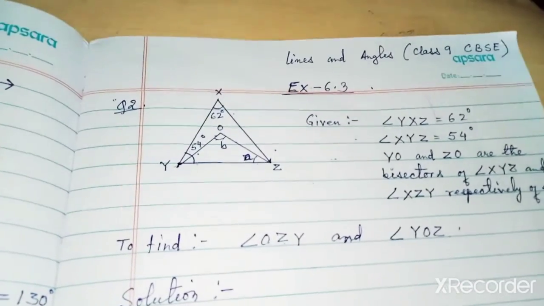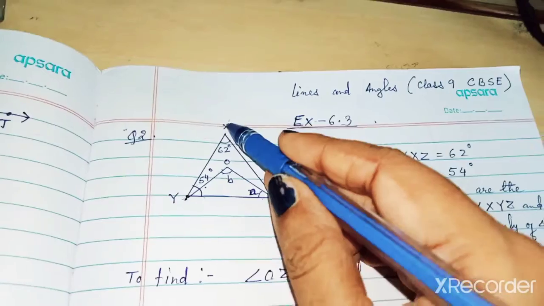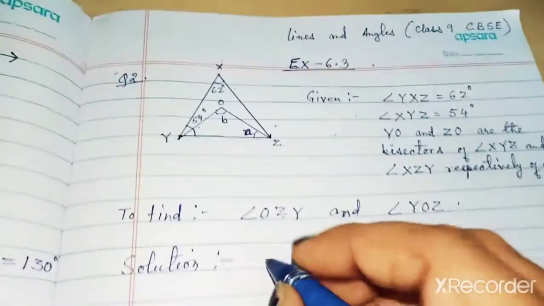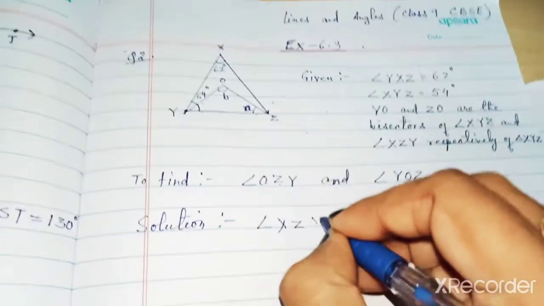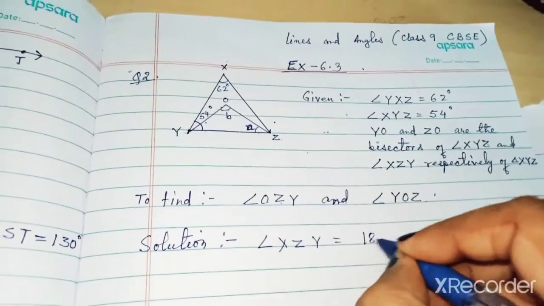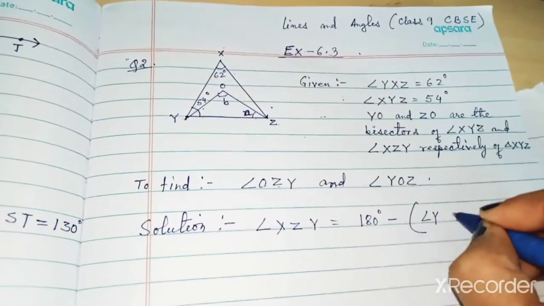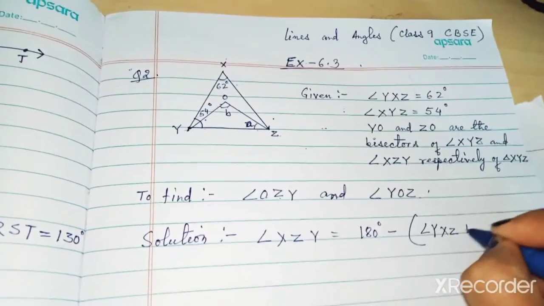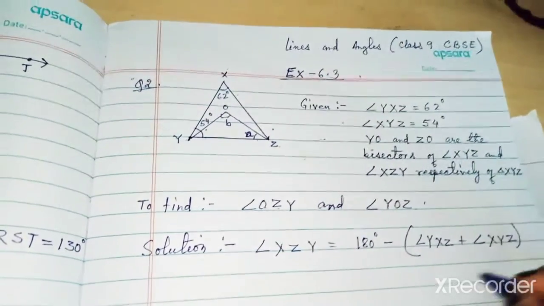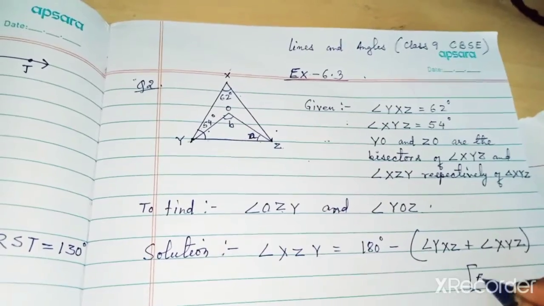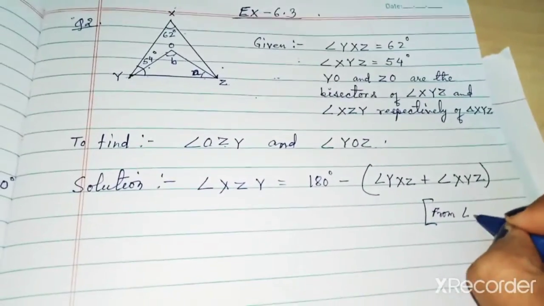Okay, so first, from the angle sum property in triangle XYZ, we will find out XZY. So angle XZY equals 180 degrees minus angle YXZ plus angle XYZ, from the angle sum property.